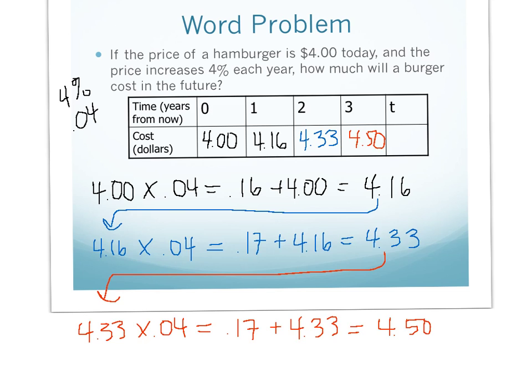What would make this difficult is if I asked you, well, what's the burger going to cost 25 years from now? That you can't figure out easily. You could do it the long way, but it would take you a while. So on the next slide, we'll take a look at a formula with which we can solve this for any year.